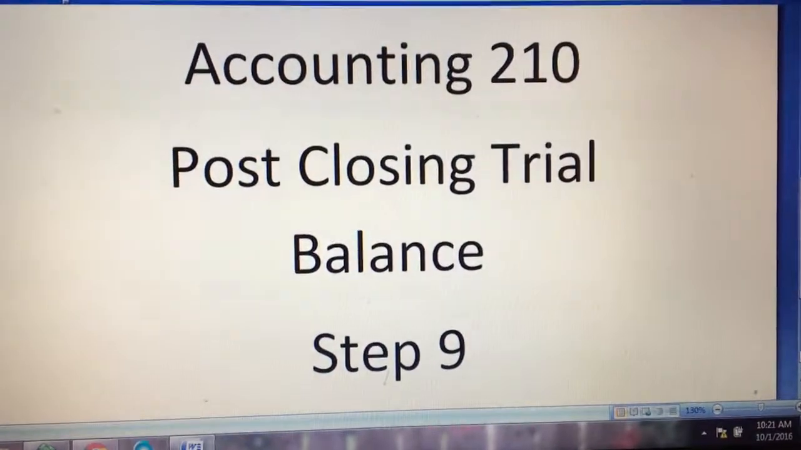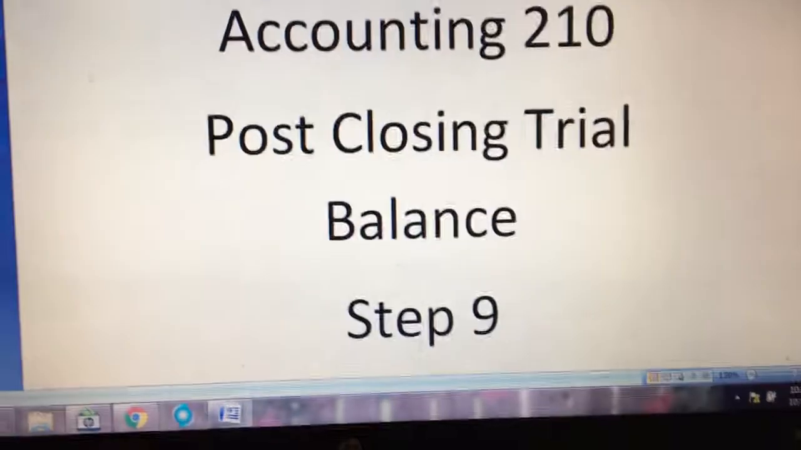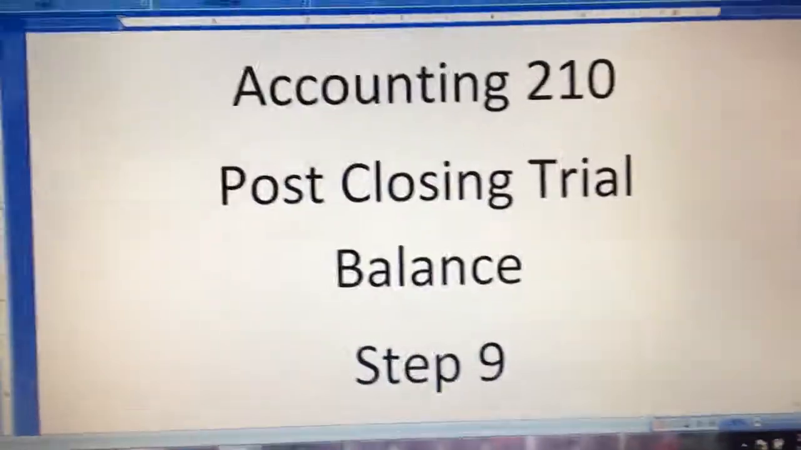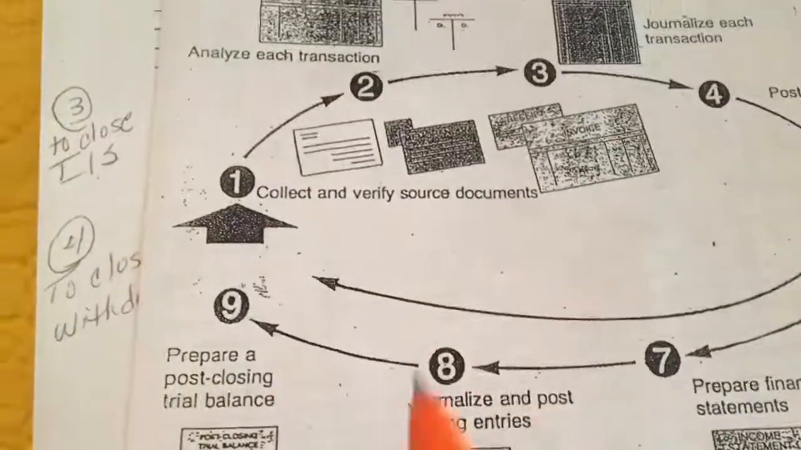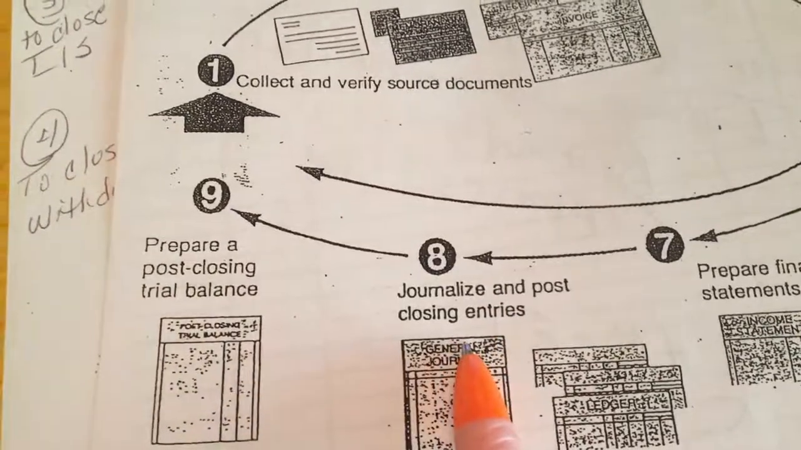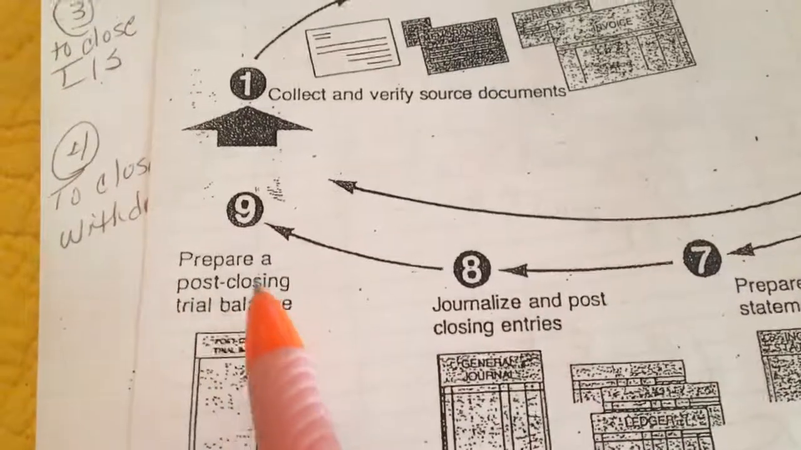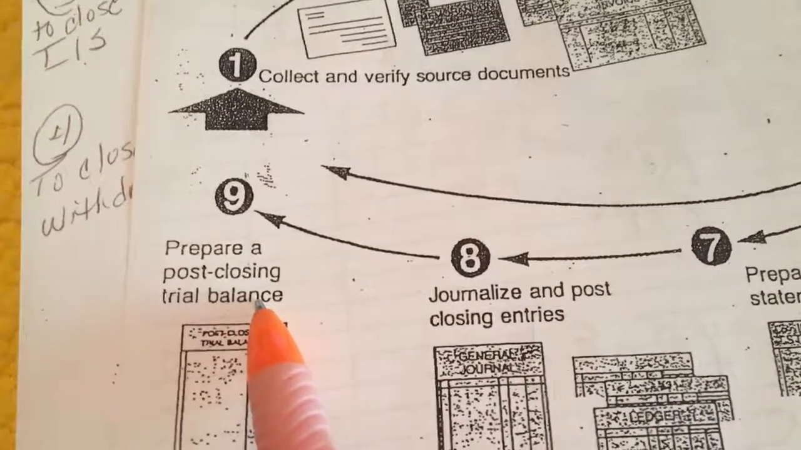Good morning, students. Today we want to take a look at step 9 of the accounting cycle, which is the post-closing trial balance. Okay, let's take a look at the cycle down here. Now, we've gone all the way around, and in Tuesday's class we did closing entries. I want to take a look at posting those entries and then preparing this post-closing trial balance.